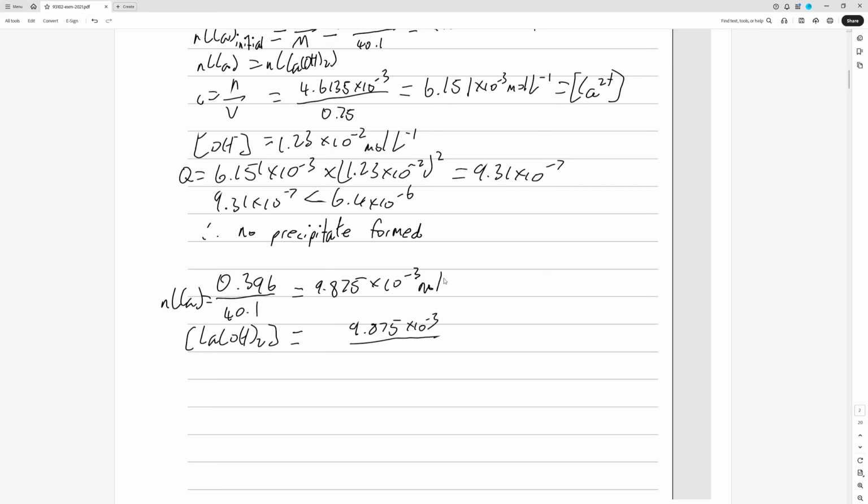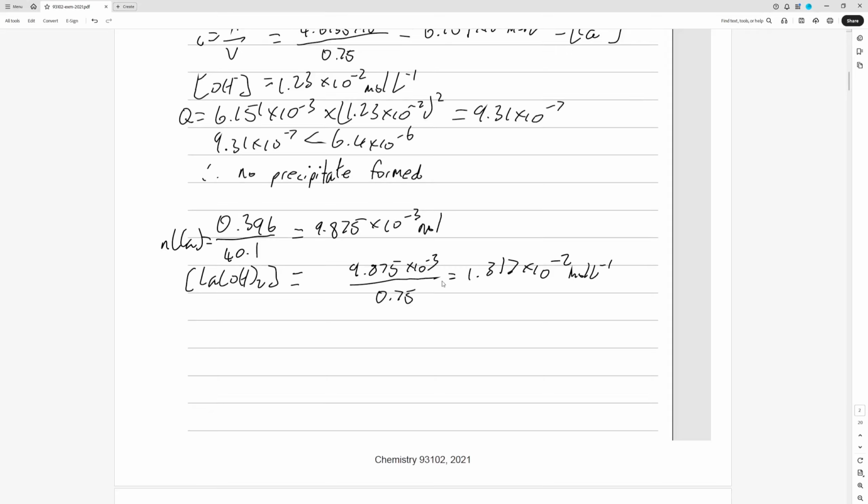This is going to be over the same volume. So remember to convert it to liters. So this is 0.5 liters. That gives us 1.317 times 10 to the power of negative 2 moles per liter.